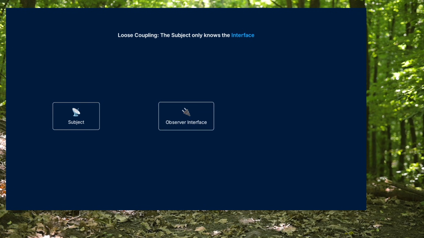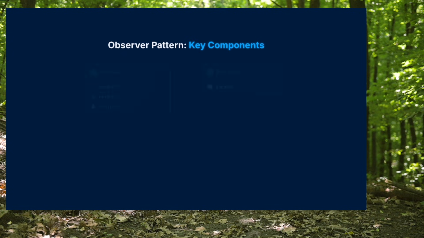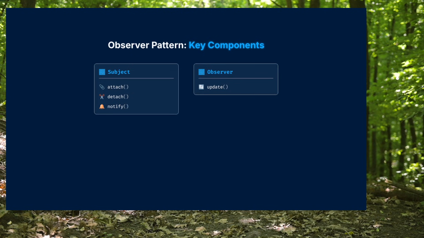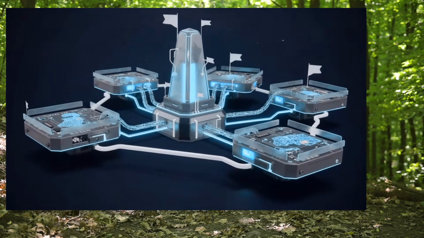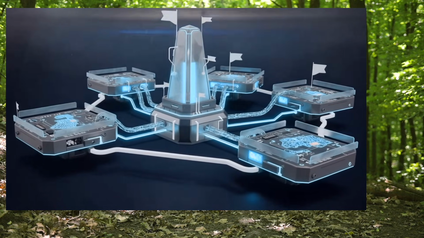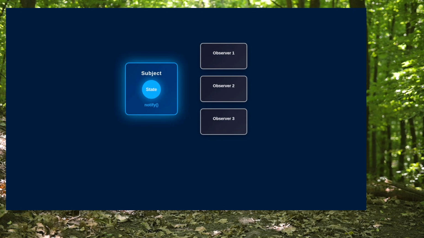This ensures loose coupling, as the subject doesn't need to know the concrete classes of its observers, only that they implement an observer interface. Key components include the subject interface with attach, detach, and notify methods, and the observer interface with an update method. A concrete subject maintains a list of observers and its own state, like a weather station holding temperature data.